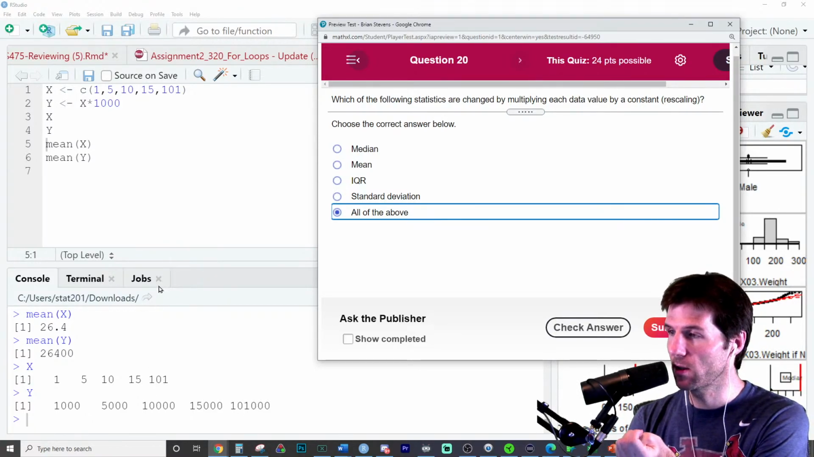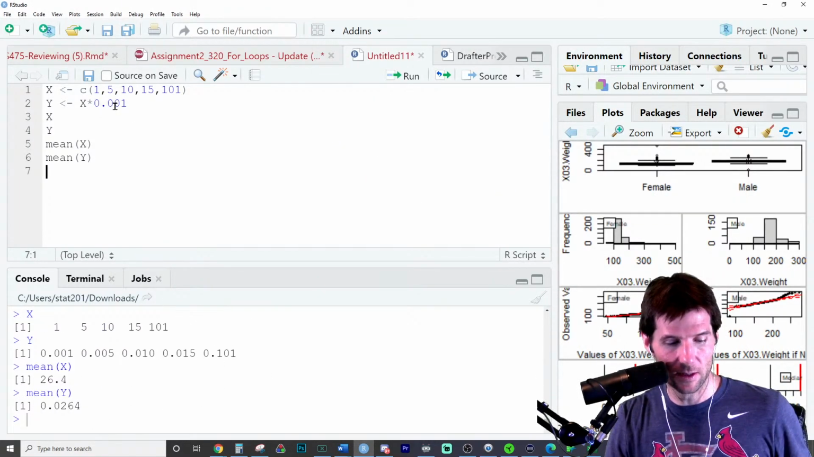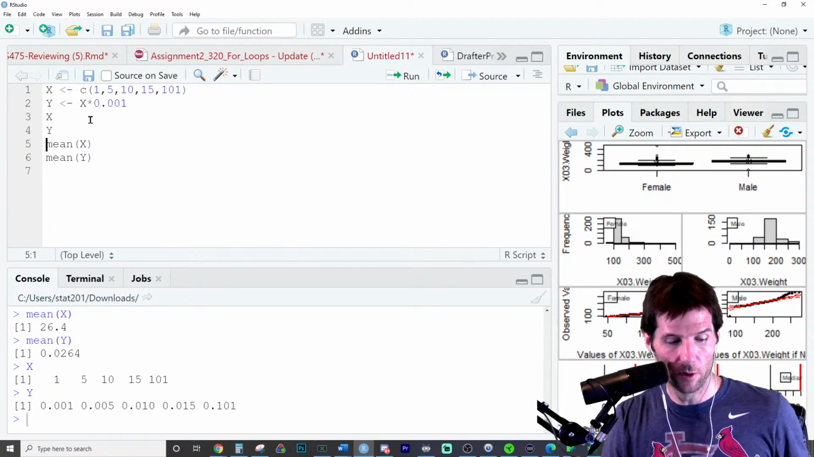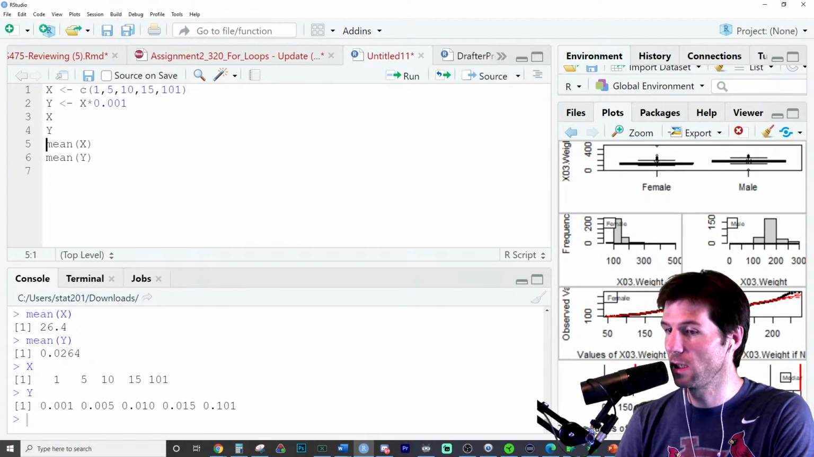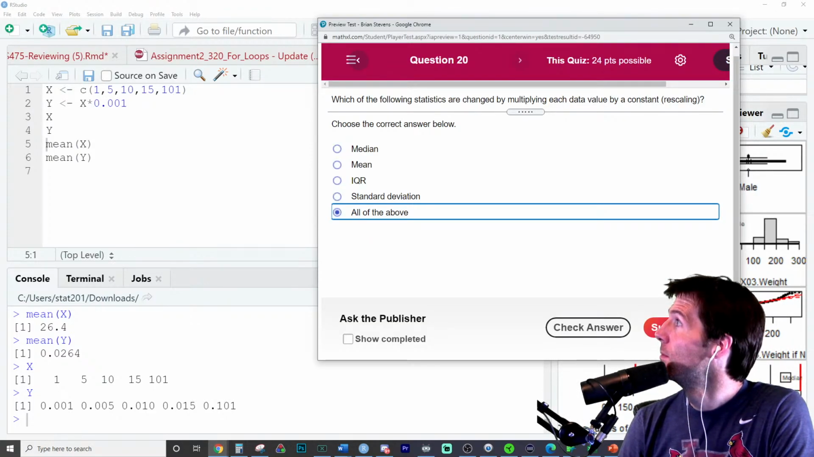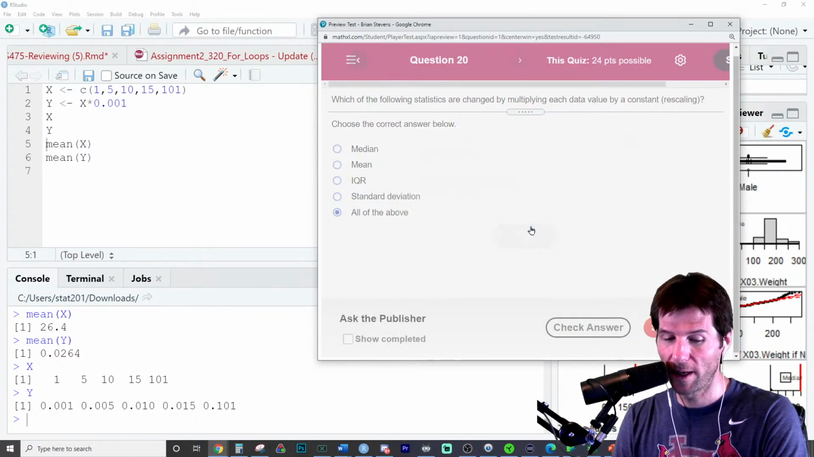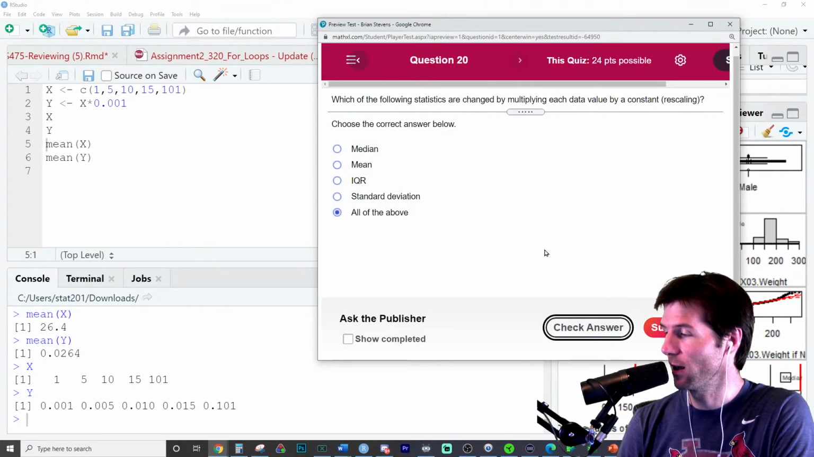So multiplying by a constant won't always make it bigger, because you could multiply by something like 0.01. And now you can see the mean got smaller. When you look at the two vectors, you've decreased the mean right there. So when you multiply by a constant, you will change all of those.